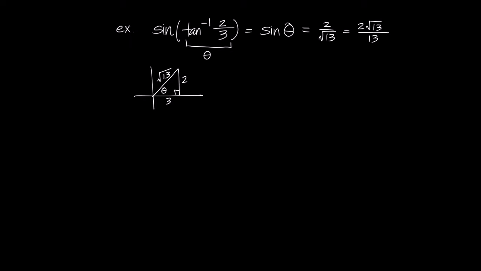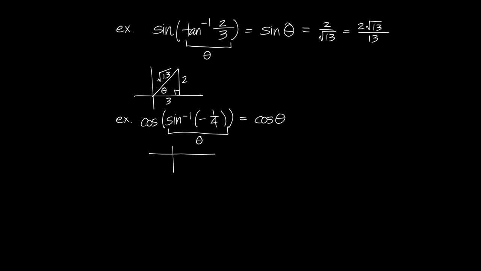Now let's look at another example. Let's do cosine of the inverse sine of negative 1/4. We're going to think of this right here as theta, so what we have is cosine theta. Let's now draw a picture to represent inverse sine of negative 1/4. Inverse sine has to be in quadrants 1 or 4, and since we have negative 1/4, it's going to be in the fourth quadrant.